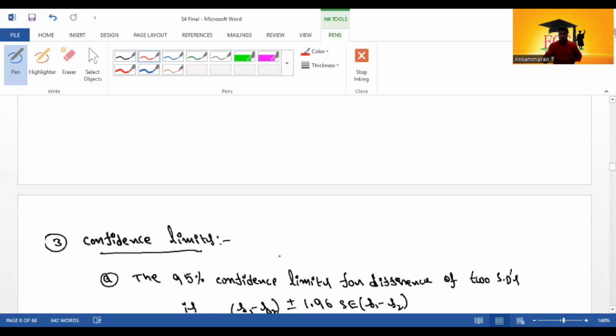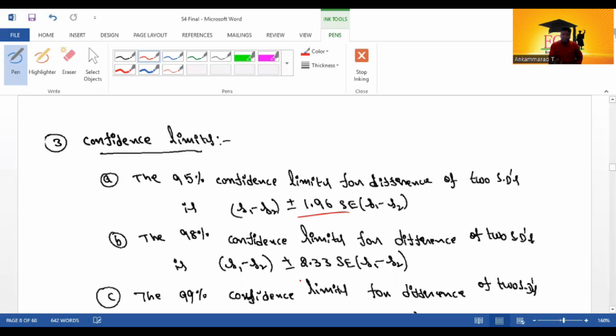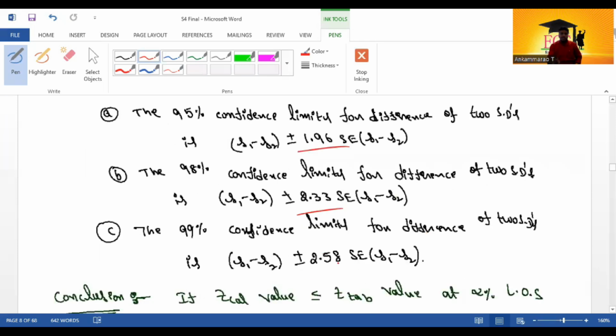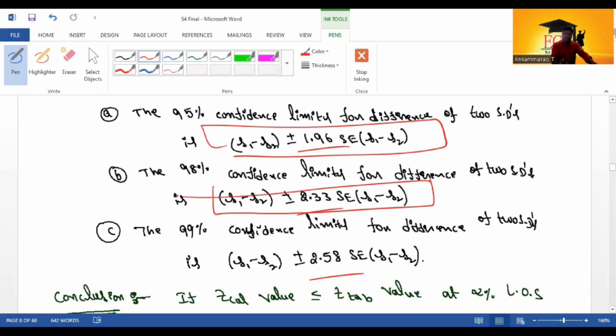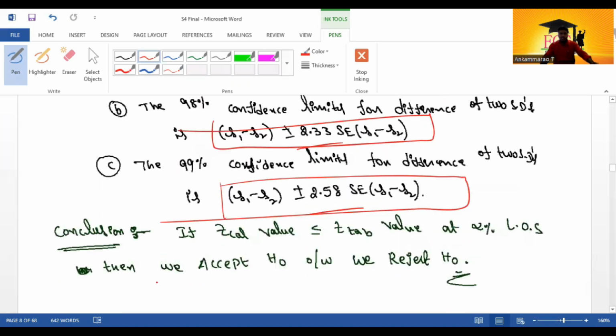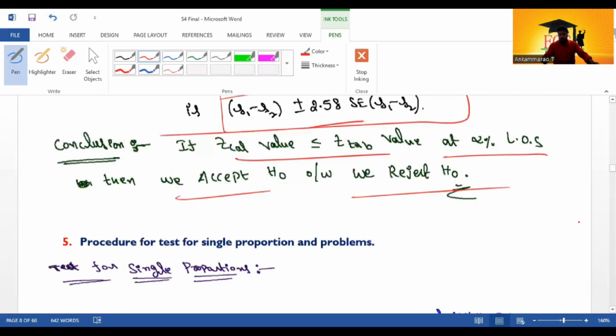Next, confidence limits at 95%, 98%, 99%. All of these are common: s1 minus s2 plus or minus 1.96 into standard error of s1 minus s2; s1 minus s2 plus or minus 2.33 into standard error of s1 minus s2; s1 minus s2 plus or minus 2.58 into standard error of s1 minus s2. Conclusion: if z cal is less than or equal to z tab at alpha percent level of significance, then we accept h naught, otherwise we reject h naught.